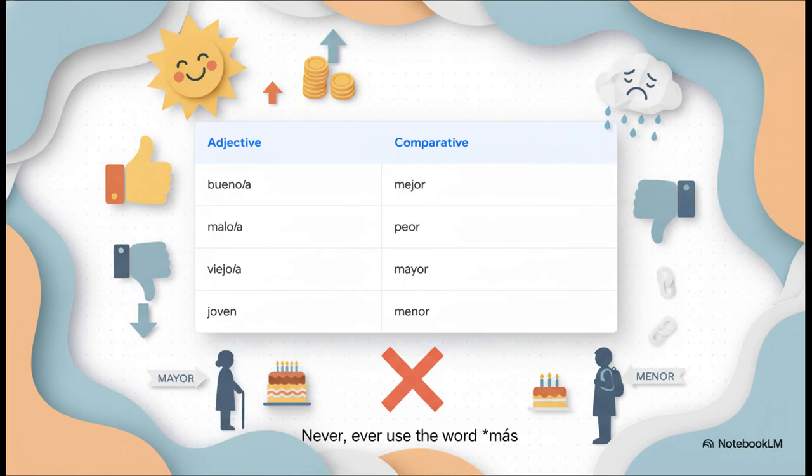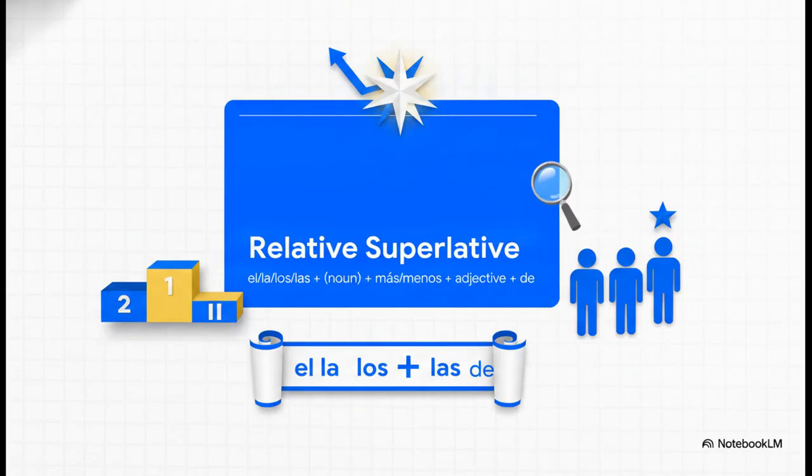But watch out, guys. There are four major irregulars you absolutely must know. We like to call them the MPMM. Exactly. Bueno becomes mejor, meaning better. Malo becomes peor, meaning worse. And for age, viejo becomes mayor for older, and joven becomes menor for younger. Now, the absolutely crucial point here, never ever use the word más with these four. You don't say more better in English, right? Same deal in Spanish.